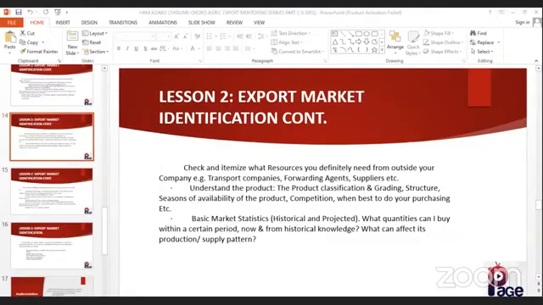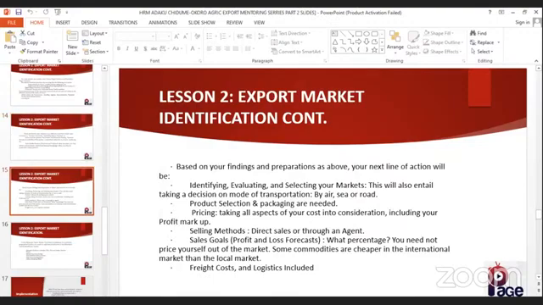Based on your findings and preparations as above stated, your next line of action will be to identify, evaluate, and select your market. This will also entail taking decisions on mode of transportation. This is my market that I've identified. If I have to send goods there, am I going to send it by road? Am I going to send it by sea? Am I going to send it by air? If you say Niger Republic is a market you have identified and you want to penetrate, of course, your mode of transportation is going to be by road. Reason being there's no direct flight between Nigeria and Niger Republic, and there's no direct sea freight between Nigeria and Niger Republic.